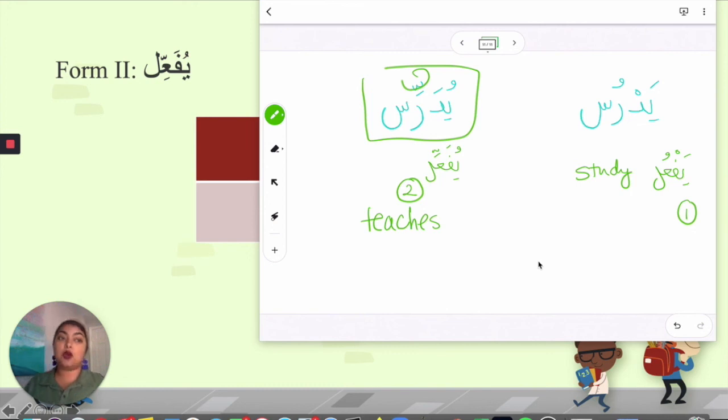It can also mean to emphasize. It makes it emphatic. Another word that we actually haven't done, I'm just giving it to you as an example. It won't be on a test or anything. Yusawwir. Yusawwir comes from surah, which is picture. And yusawwir means to take a picture of something. So it's not to picture something, it's to take a picture of something. So now you're doing it to something else. So that's what that shadda usually does.